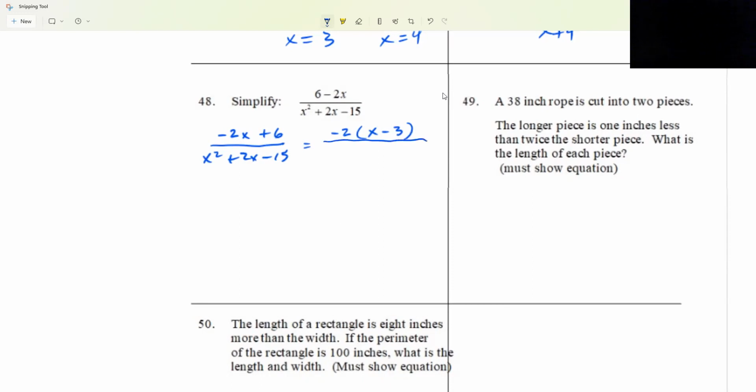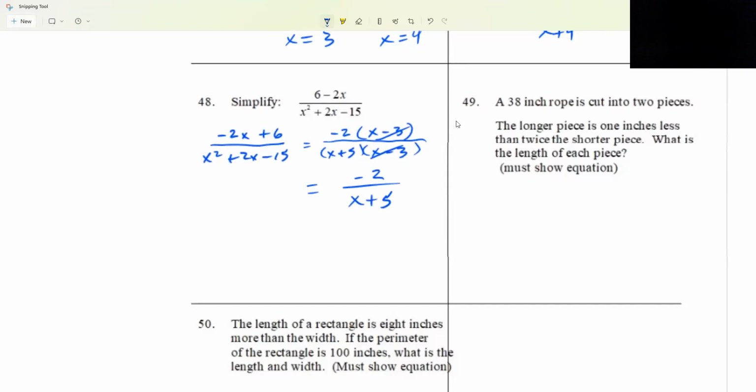On the bottom here, I need two numbers. When I multiply them, I get 15, whose difference is 2. So it's going to be 3 and 5, and the larger number is the positive. So x plus 5, x minus 3. You cancel those two out, you get negative 2 over x plus 5. And that's your answer.